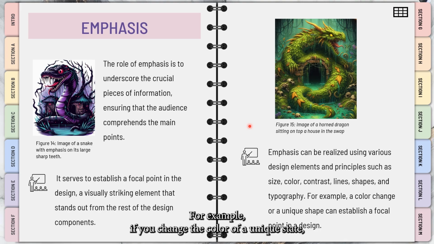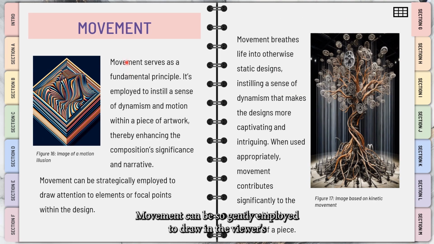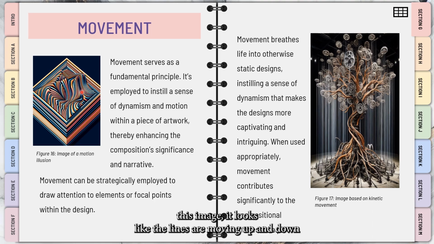For example, if you change the color of a unique stick, you can establish a focal point in that design. Movement. Movement can be strategically employed to draw in the viewer's attention to a specific element or focal point of the design. Looking at Figure 16, you can see the image has motion added to draw in the viewers within the center of the design. Here, in this image, it looks like the lines are moving up and down from the center.